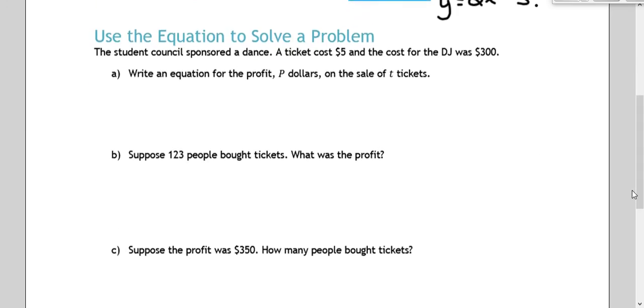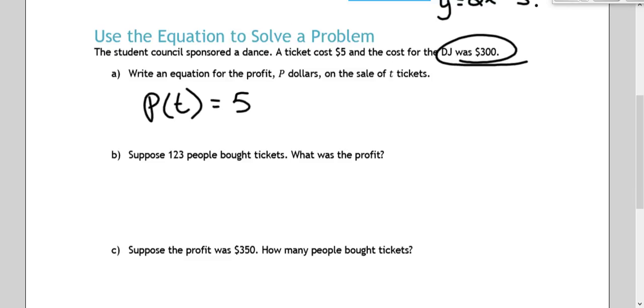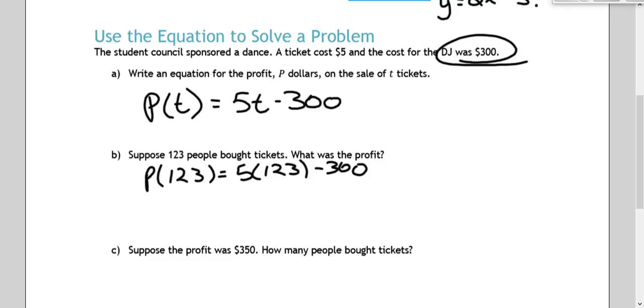Okay. Use the equation to solve a problem. The student council sponsored a dance. A ticket cost $5, and the cost for the DJ was $300. So this is a base one that we have to have. So the profit depends on the sale of tickets, is equal to $5 per ticket minus the original cost of $300. Suppose 123 people bought tickets, so P at 123 is equal to 5 multiplied by 123 minus 300 is equal to 615 minus 300 is equal to 315.